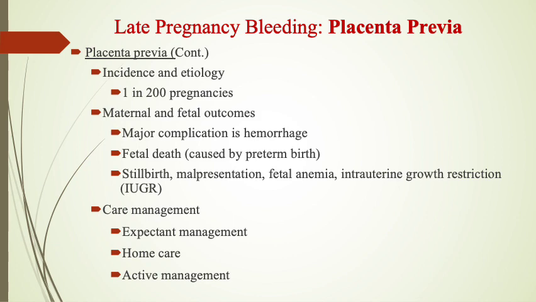Home care, so if it's a patient who has a marginal previa or total or partial previa, usually they will be monitored and they will tell the patient to be doing monitoring at home. If the patient is bleeding, she needs to go to the emergency room right away. Sometimes they will send home care nurses to see how the patients are doing. And if they are really hemorrhaging, then you need the active management.